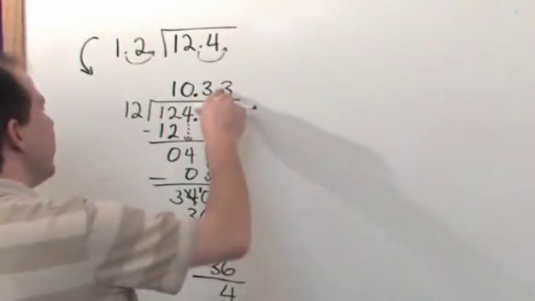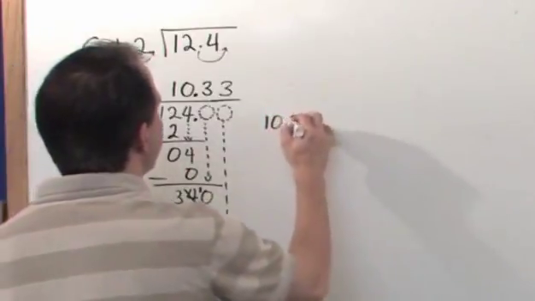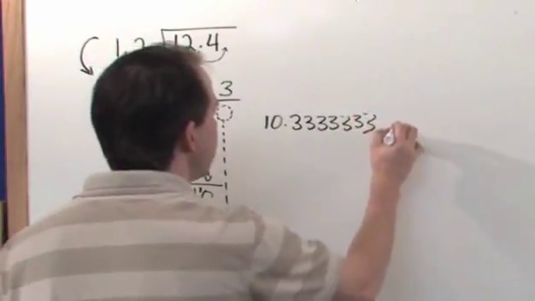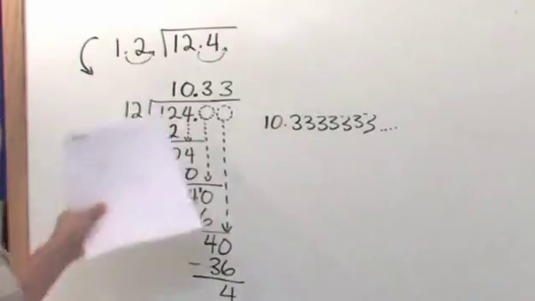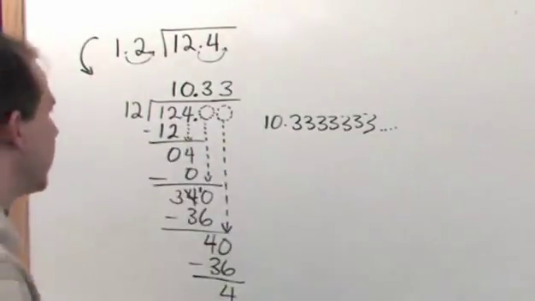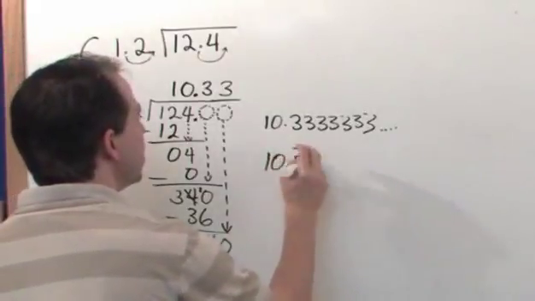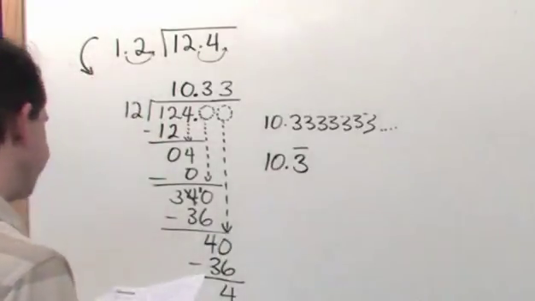Okay, so this 3 here, the answer to this problem is 10.333333 on forever. The 3's go on forever and they never stop, because when you keep dividing here, you're always going to get another 3 and another 40 and another 3 and another 40 and on and on. So the way you write this is 10.3 with a little line over it. That just means that the 3 goes on and on and on forever.